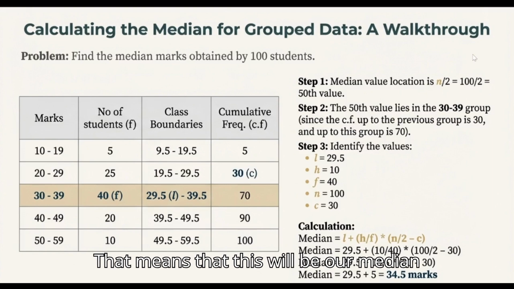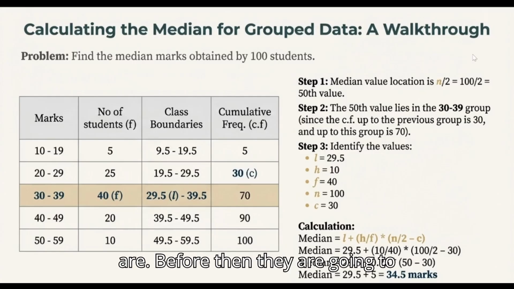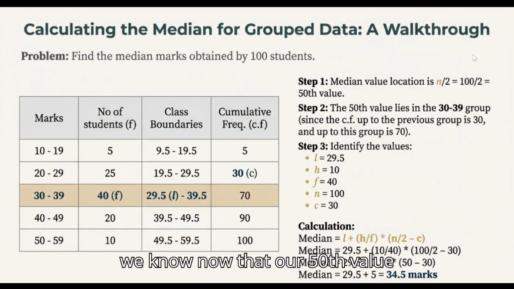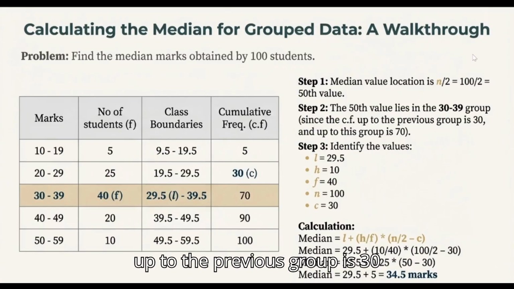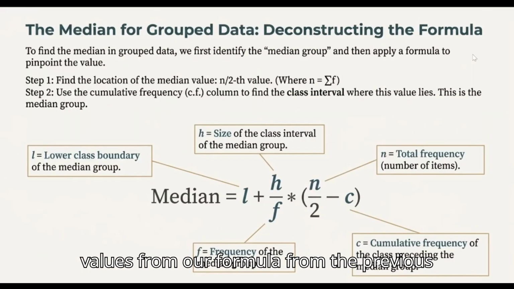That means that this will be our median group, and the preceding classes, which are before them, are going to be the cumulative frequency. Now, step number 2: we know now that our 50th value lies in the 30 to 39 group, since the cumulative frequency up to the previous group is 30 and up to this group is 70. So now we can easily find the values from our formula from the previous slide.